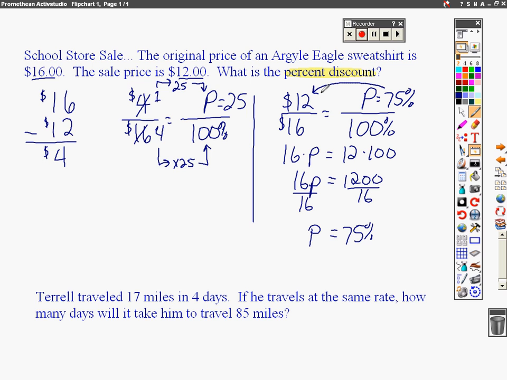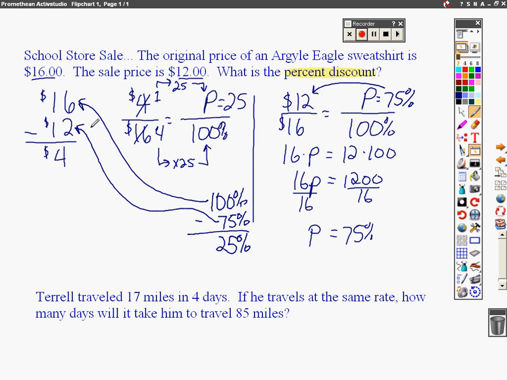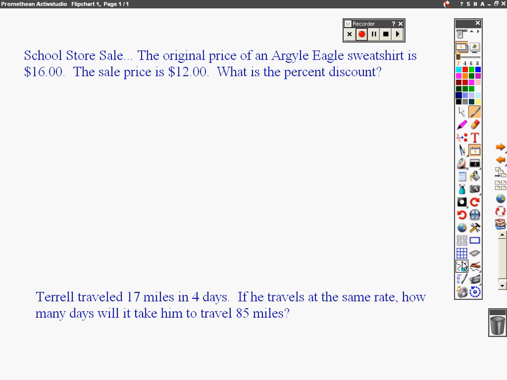So I guess what we have to do now is, if we have 100% of the cost, and we subtract the 75% of the cost, which is $12, what we're left with is 25%. So 100% is the $16, the 75% is the $12, and the 25% is the percent discount, what we're looking for.